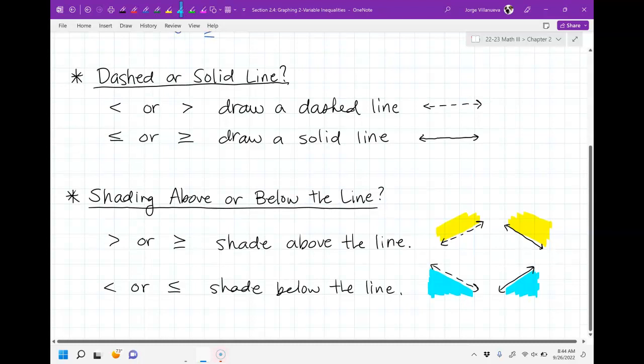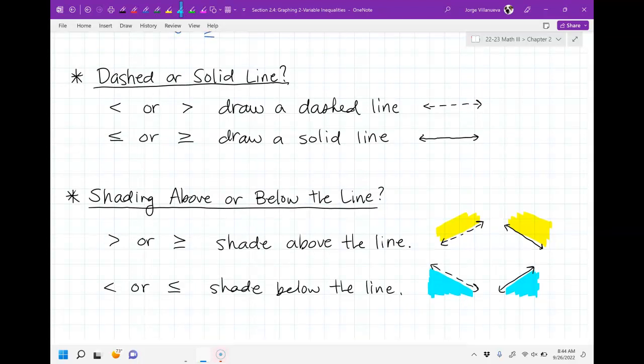So the question next is, should it be a solid line or a dashed line, right? Based on your inequality, less than or greater than is dashed, greater than or equal to, less than or equal to is solid. After you draw your line, then you got to say, how do I color it in? Above or below? Once we figure that out, then we color it in on our picture and we're done, okay?